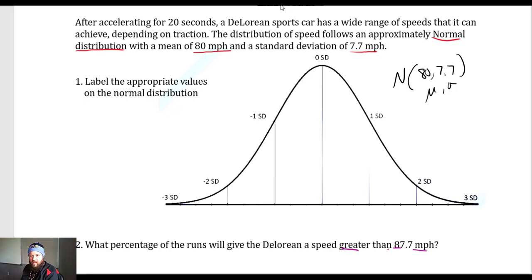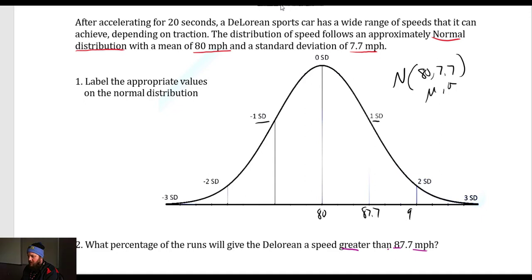Alright. Now let's talk about this a little bit, because it wants us to label the appropriate values of the distribution. Well, they said that the actual mean value is 80. So we know that 80 should go right here in the middle for our mean value. Now they've already notated where one standard deviation is, negative one standard deviation, and so forth. So, for one standard deviation above the mean, we're going to add 7.7. The standard deviation was 7.7, so we're going to get 87.7.